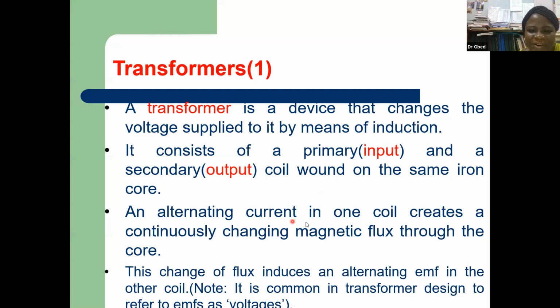An alternating current in one coil creates a continuously changing magnetic flux through the core. And this change of flux induces an alternating EMF in the other coil. Take note that it is common in transformer design to refer to EMFs as voltages.